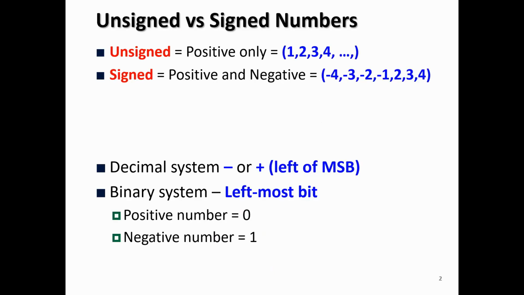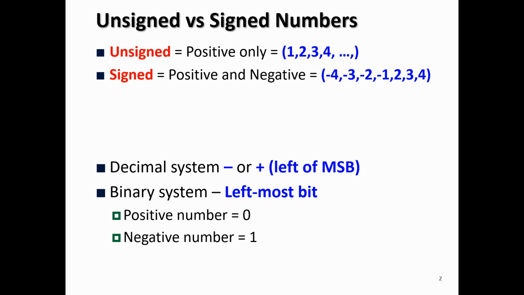First, we need to learn about the difference between signed numbers and unsigned numbers. An unsigned number is when we use positive integers only, for example 0, 1, 2, 3, 4, and so on. With signed numbers, we can have positive and negative values, so -4, -2, 1, 2, 3, and so on.